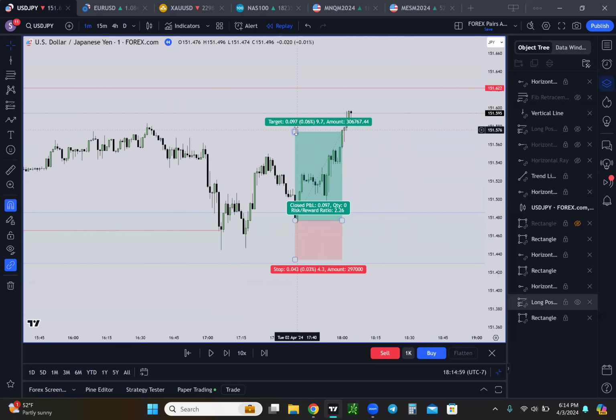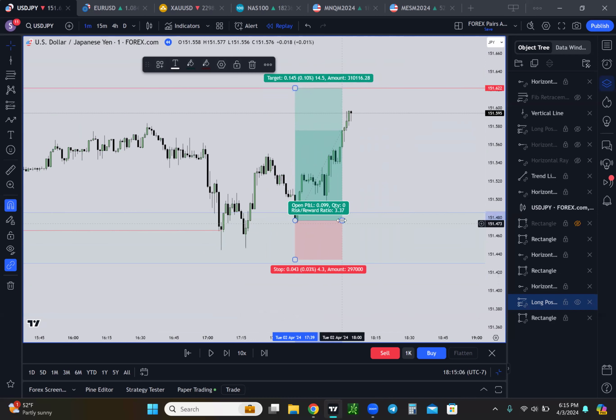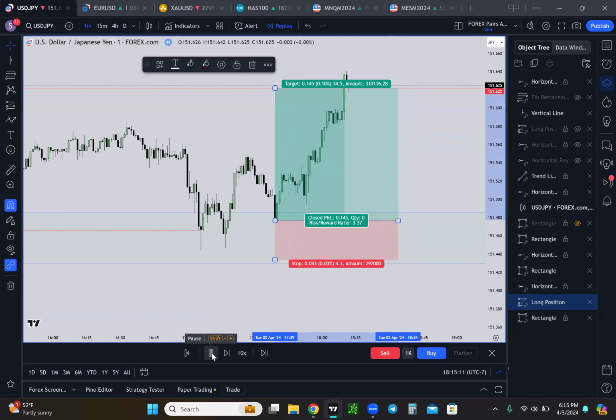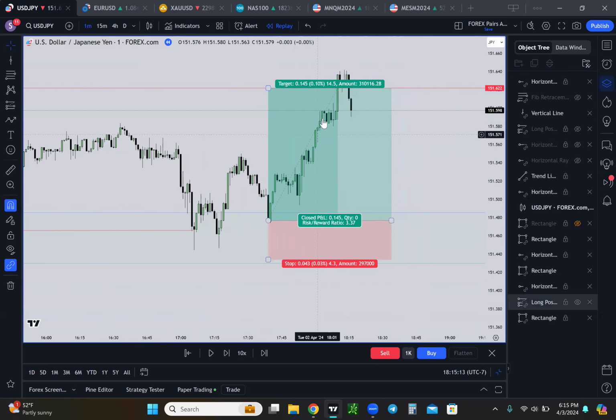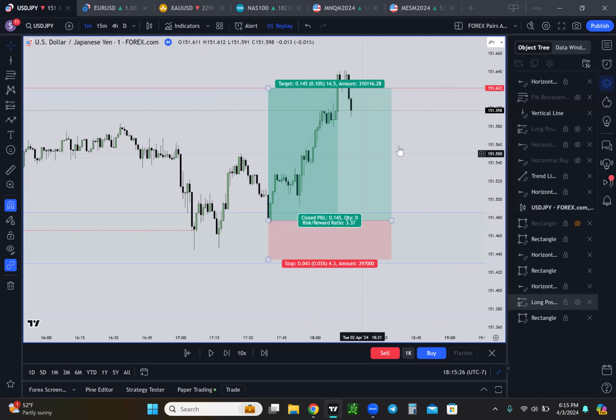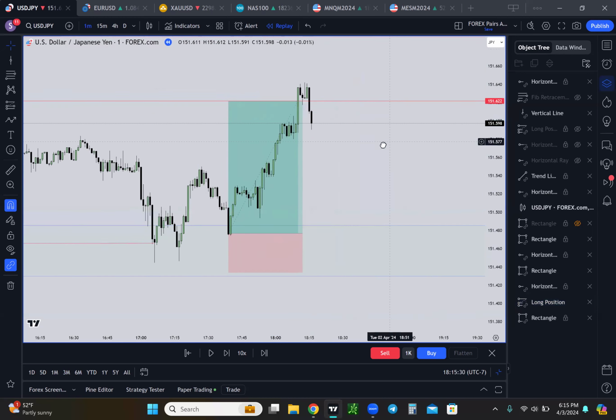Now, had I targeted this area of liquidity up here, that's a 3 times my risk trade, which hit not long after. So let's see, I closed out that trade at 1800, and that hit at 1810. So if I had just waited 10 more minutes, I would have had a 3x trade instead of a 2x trade. But let's continue, okay?